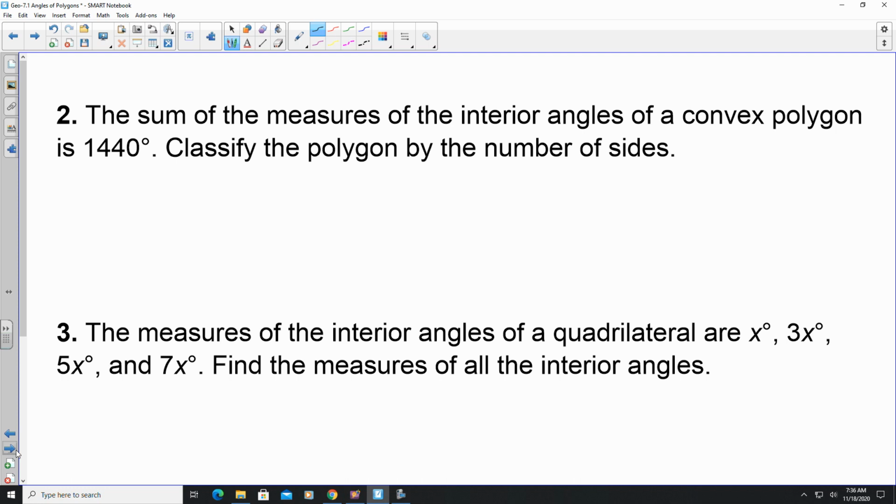Okay, for number 2, it's a similar question to the one where we tried to find the 7-sided figure. I'm more than happy to do that if you have additional questions, please let me know. I will take care of that. But I will do number 3.